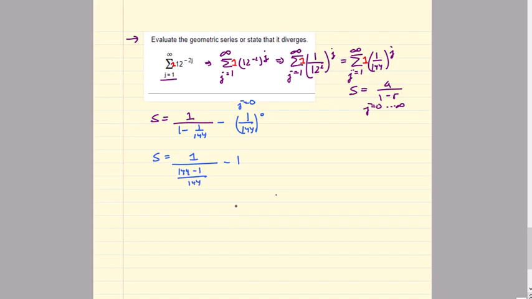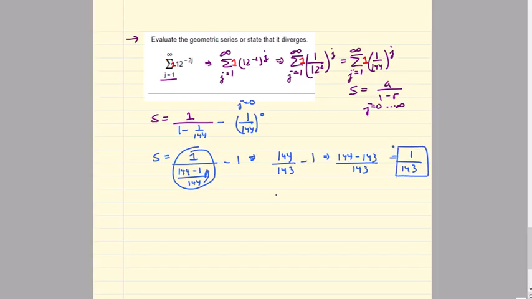Anything to the 0 power is 1. When you divide by a fraction, you multiply by the reciprocal. So this flips right here. And so I end up with 144 over 143, minus 1. Common denominator here would be 143. So I end up with 144 minus 143 all over 143. So that equals 1 over 143.